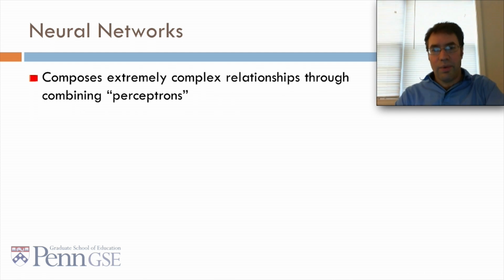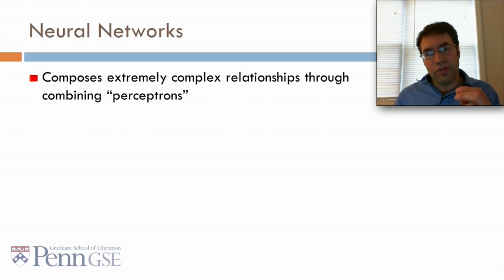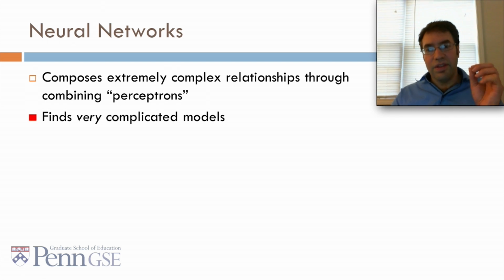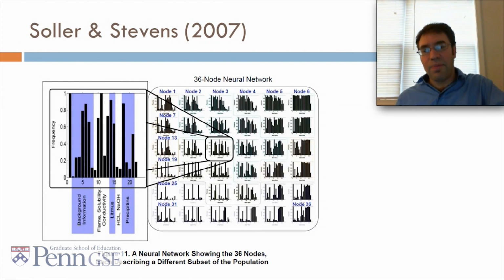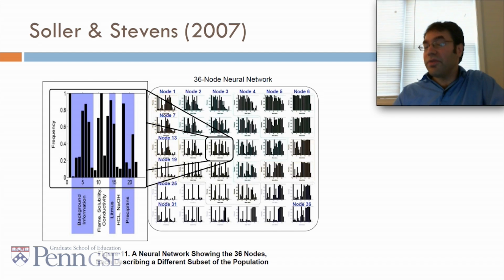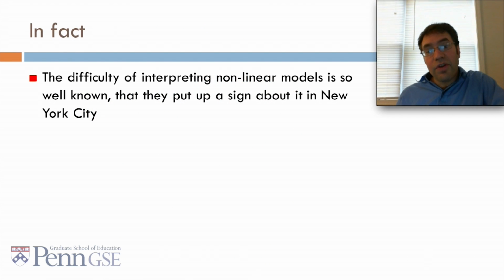And a third one is neural networks. Neural networks compose extremely complex relationships through combining what are called perceptrons that can be combined in interesting and different fashions to fit very complex functions. They find very complicated models. Here's an example from Sao and Stevens, and what you can see is that it's got these 36 nodes, and in each node it's using a different weighting of the information. And each of these 36 nodes represents a different subset of the population. You can fit very complicated things in this, and it can be good for some educational problems. But in fact, the difficulty of interpreting nonlinear models like neural networks is so well known that they put a sign up about it in New York City.